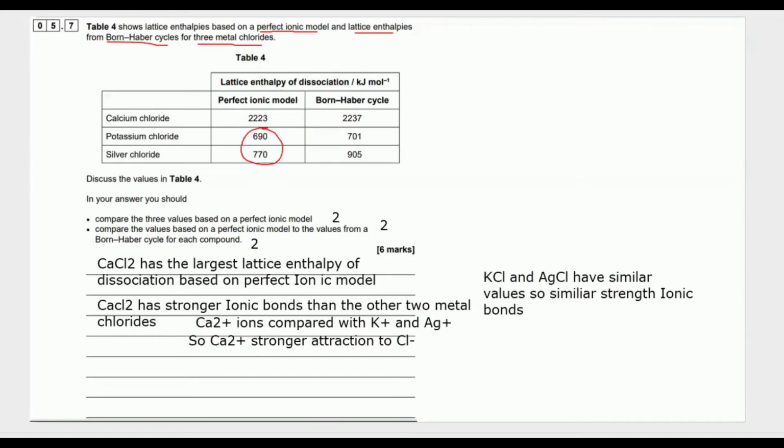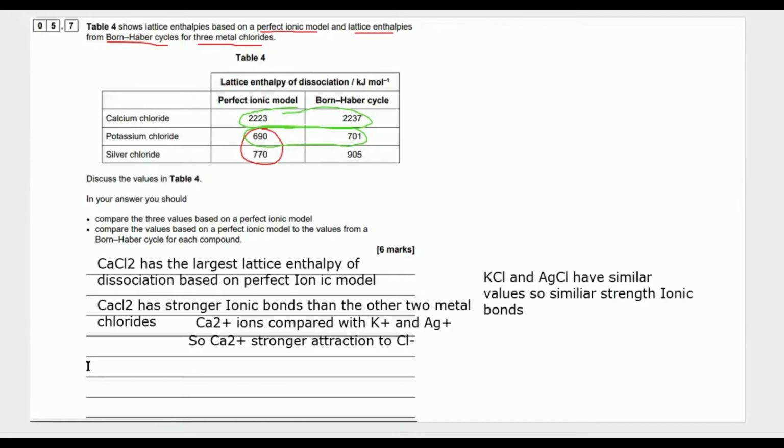So yeah, you can see there, potassium chloride and silver chloride have similar perfect ionic models. This is because they're both +1, so both have similar strength ionic bonds. Anyway, getting on to the second part of the question that I've been waffling about. What we're looking at now is to compare the values based on the perfect ionic model to the values from a Born-Haber cycle for each compound.